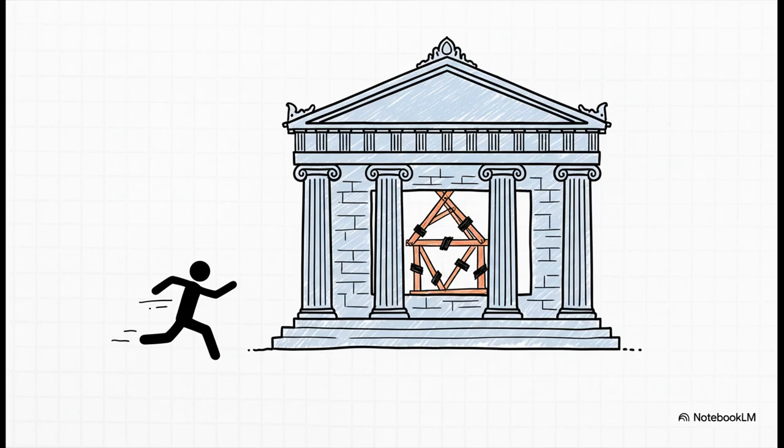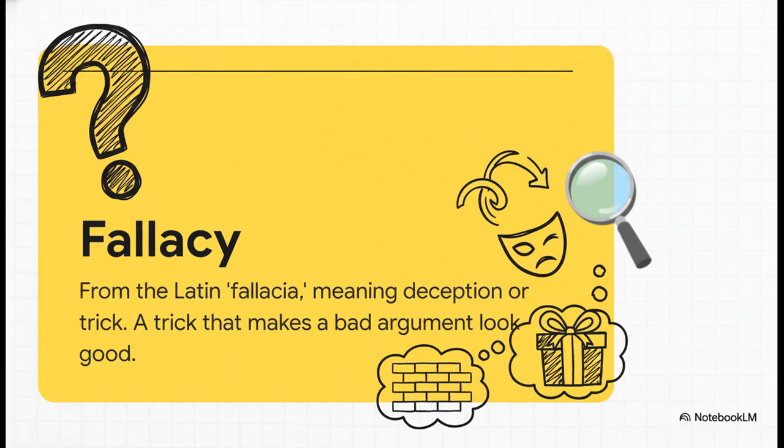The problem is, a lot of these weak arguments are dressed up to sound perfectly reasonable. They're built on really shaky ground, and they're designed to get you to jump to a conclusion before you've had a chance to really think about it. And this is where we get to the main idea for today, a fallacy. The word itself comes from Latin, fallacia, and it literally means deception or trick. And that's exactly what a fallacy is. It's basically a trick of logic, a sleight of hand that makes a weak argument seem strong. So let's get into it and learn how to spot them.